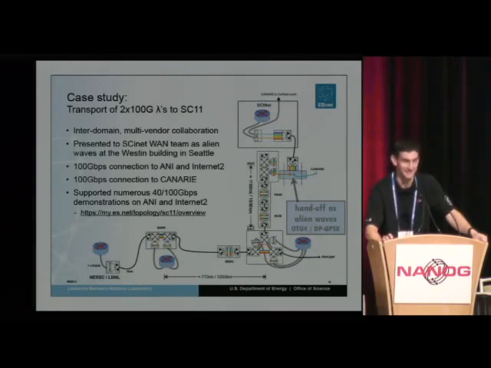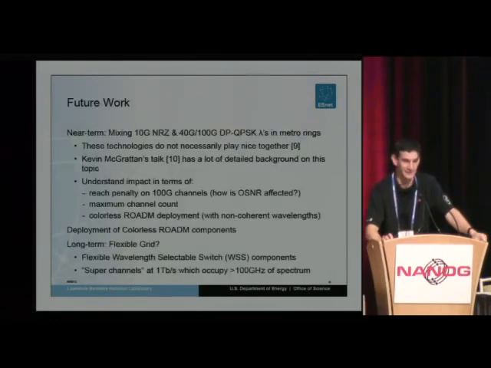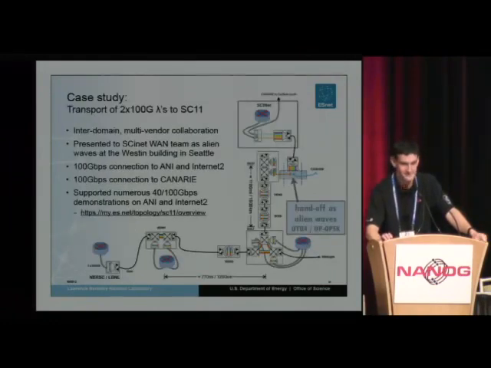And so these boxes that were between the Westin building and the trade show at the convention center were really just taking in alien waves, doing the power balancing and pushing them across, and they actually didn't get converted back into 100 gigE until they got all the way to the show floor. So just a little quick case study there.